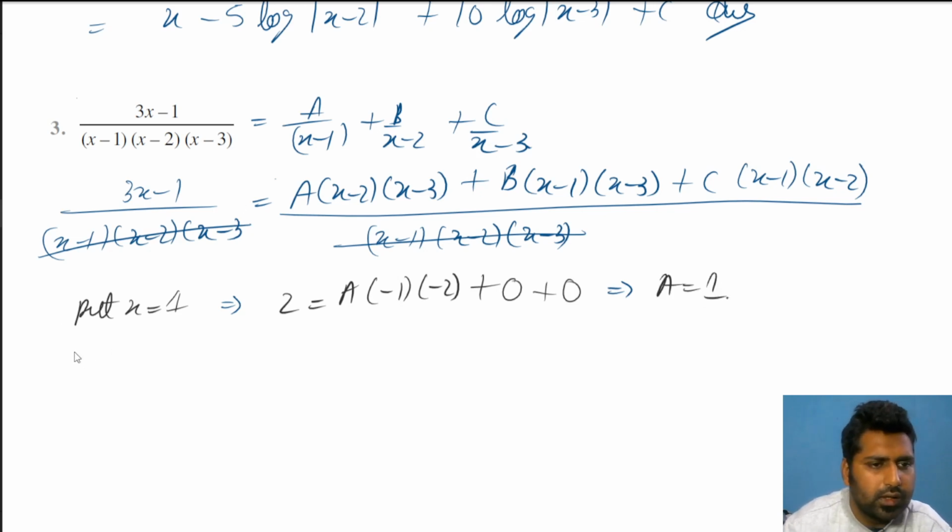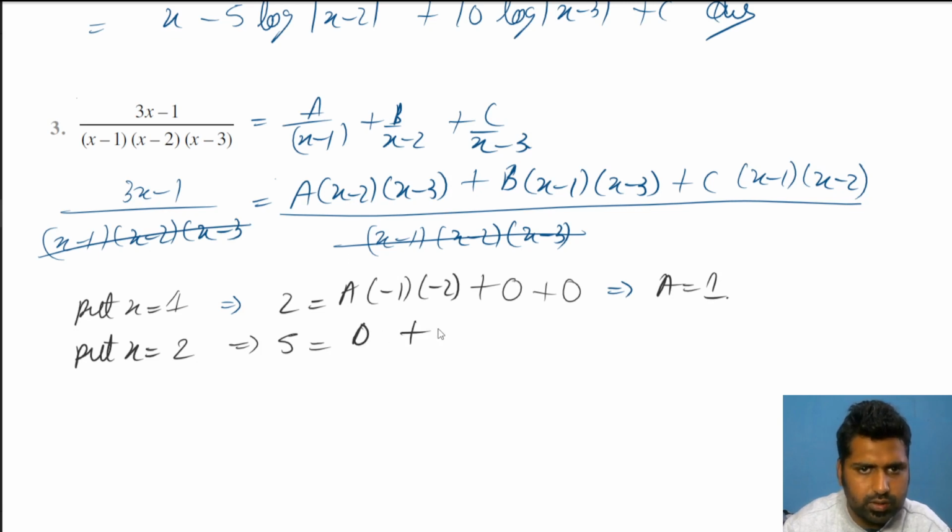Okay. Now put x is equal to 2, because that will also create 0. Let's see. So if we put x as 2, 3 into 2 is 6 minus 1, 5. 5 is equal to, the moment we put x as 2, the coefficient of a becomes 0. This b we can find now. 2 minus 1 is 1, 2 minus 3 is minus 1. Plus c, again x minus 2 is there, so 0. So this gives us b as minus 5.